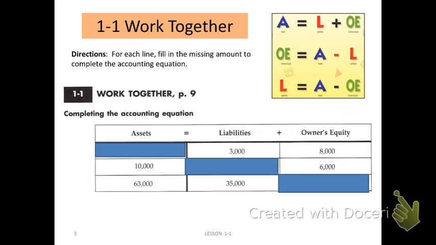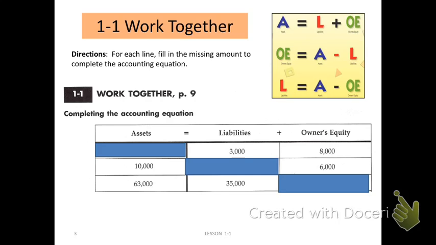So in the section 1-1, it asks us that for each line, fill in the missing amount to complete the accounting equation. We only have 3 transactions to complete, so it shouldn't take too long. They have given us the accounting equation, assets equal liabilities plus owner's equities. I also have the image in the upper right corner of your screen. This is kind of a little shortcut of how to complete an asset, a liability, or owner's equity. It's kind of a little bit like what you would see in an algebra class.